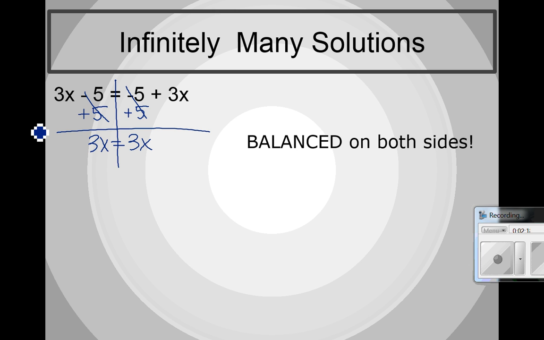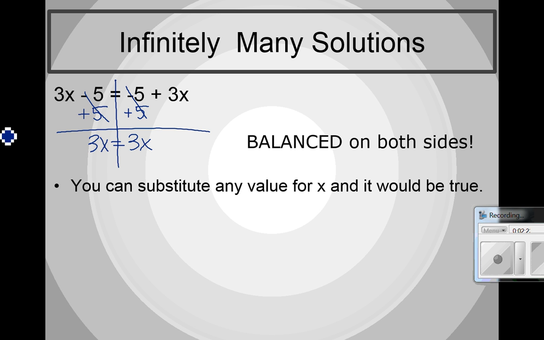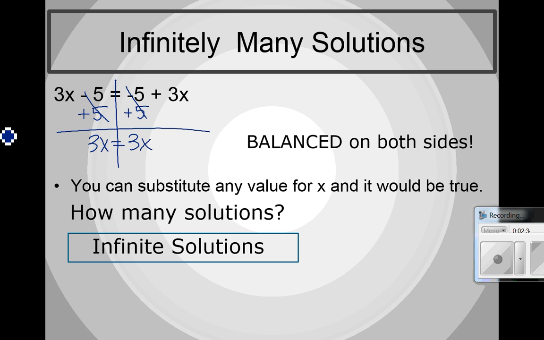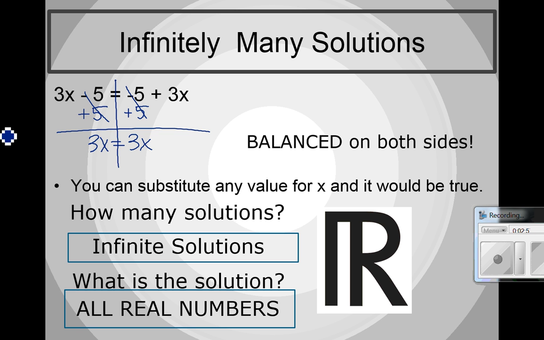So because it is balanced on both sides, I know that I can substitute any value in for x and it would be true. So then I can think, what if I'm asked how many solutions? What would that give me? You would have infinite solutions. But what if you're asked, what is the solution? And this is where you're going to see a symbol that stands for all real numbers, because any real number can work. And the symbol for all real numbers looks like this.